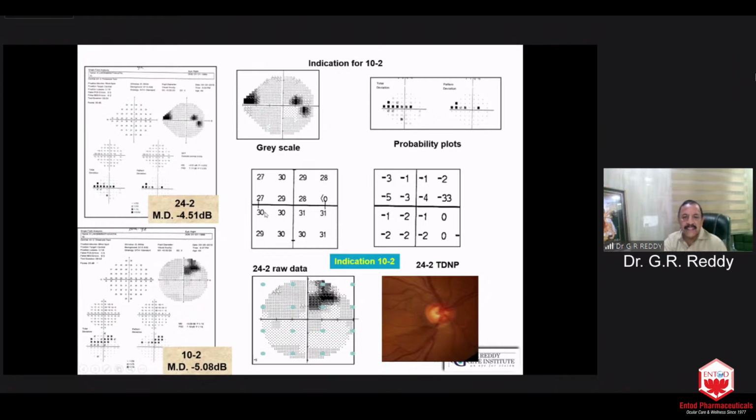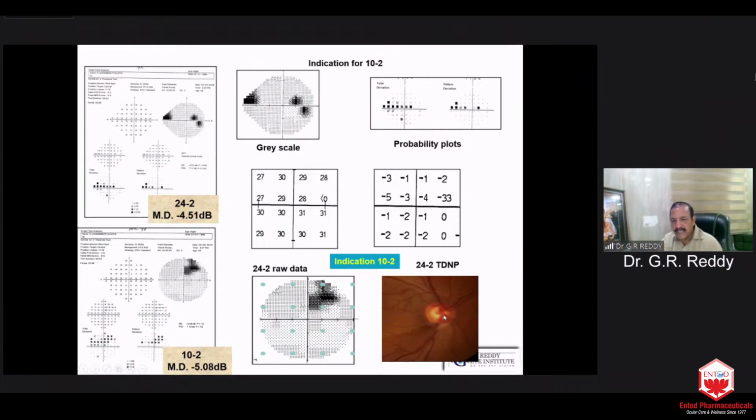If you see the raw data and the total deviation numeric plot of 24-2, only one point is having -33. This is absolute. All the remaining points are normal, but you see a huge nerve fiber defect, and here the field defect is causing in the point. That is why here it is not. This is a different field defect, not related to this, and this is somewhere here.